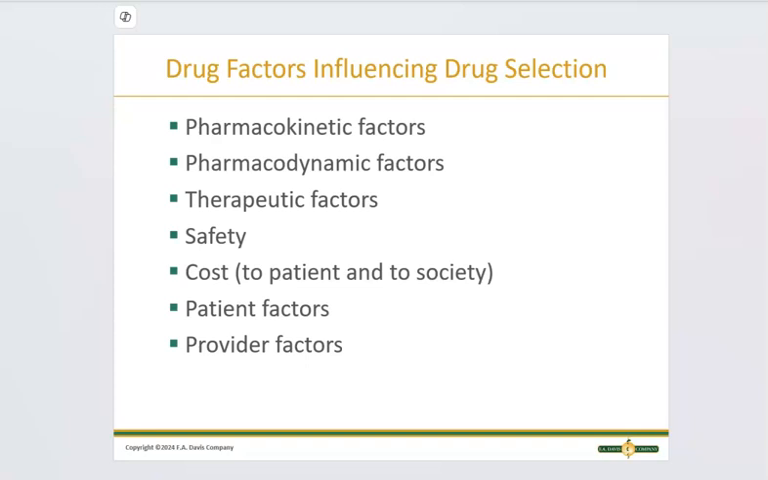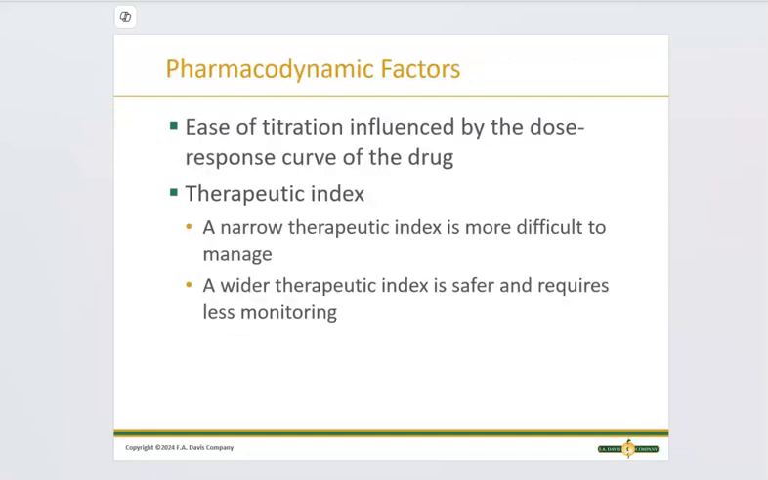Safety, cost, patient factors, your provider factors. Okay, so pharmacodynamic factors. The ease of titration influenced by the dose-response curve of the drug. We look at the therapeutic index. If a drug is narrow therapeutic index, it's much more difficult to manage and more dangerous. A wider therapeutic index is always going to be more preferred.